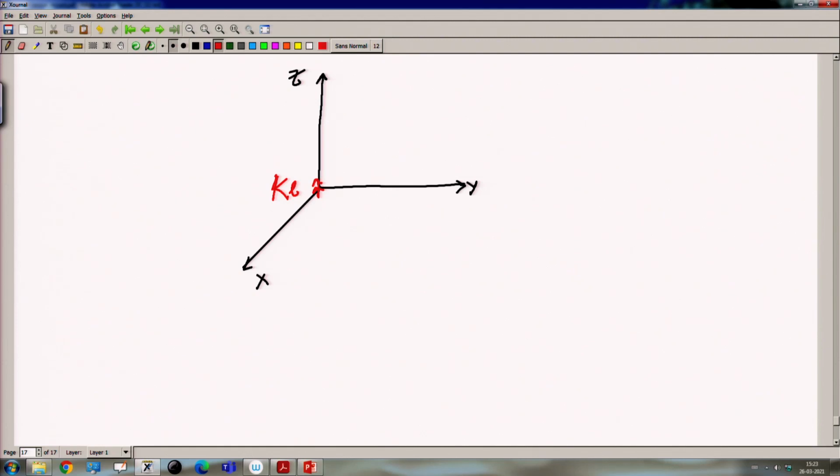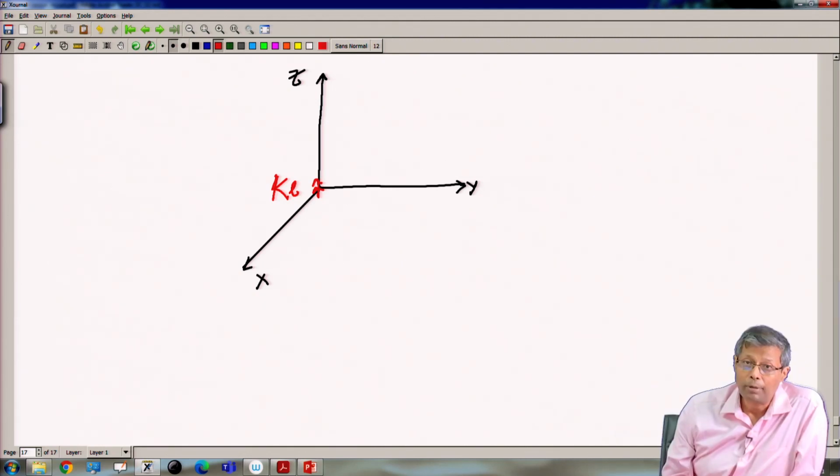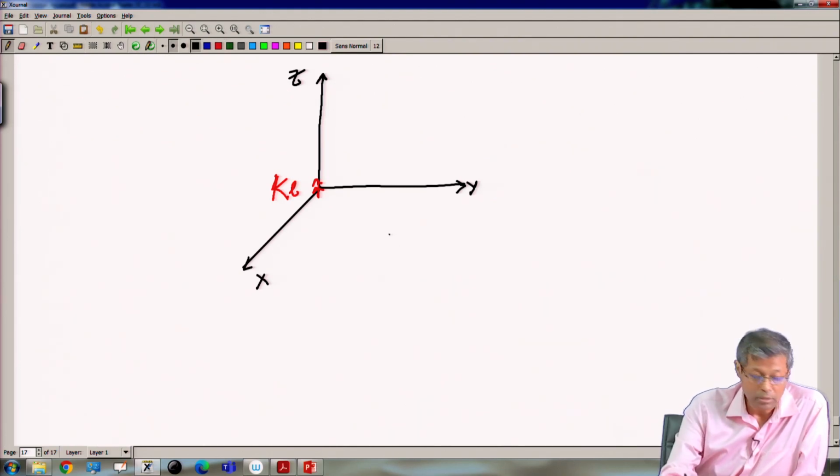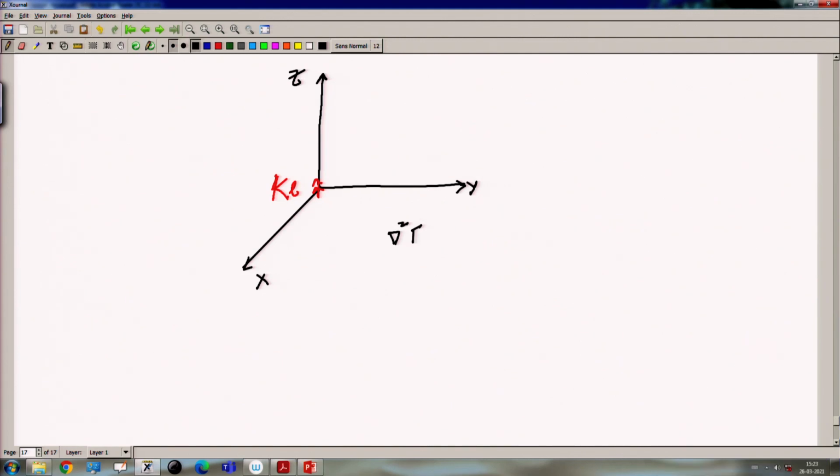So, because the current is z directed, the magnetic current source is z directed, F will also have a z component only, and therefore, the Helmholtz equation can be written as grad square f z plus k square f z is 0. So, we call this equation 10.